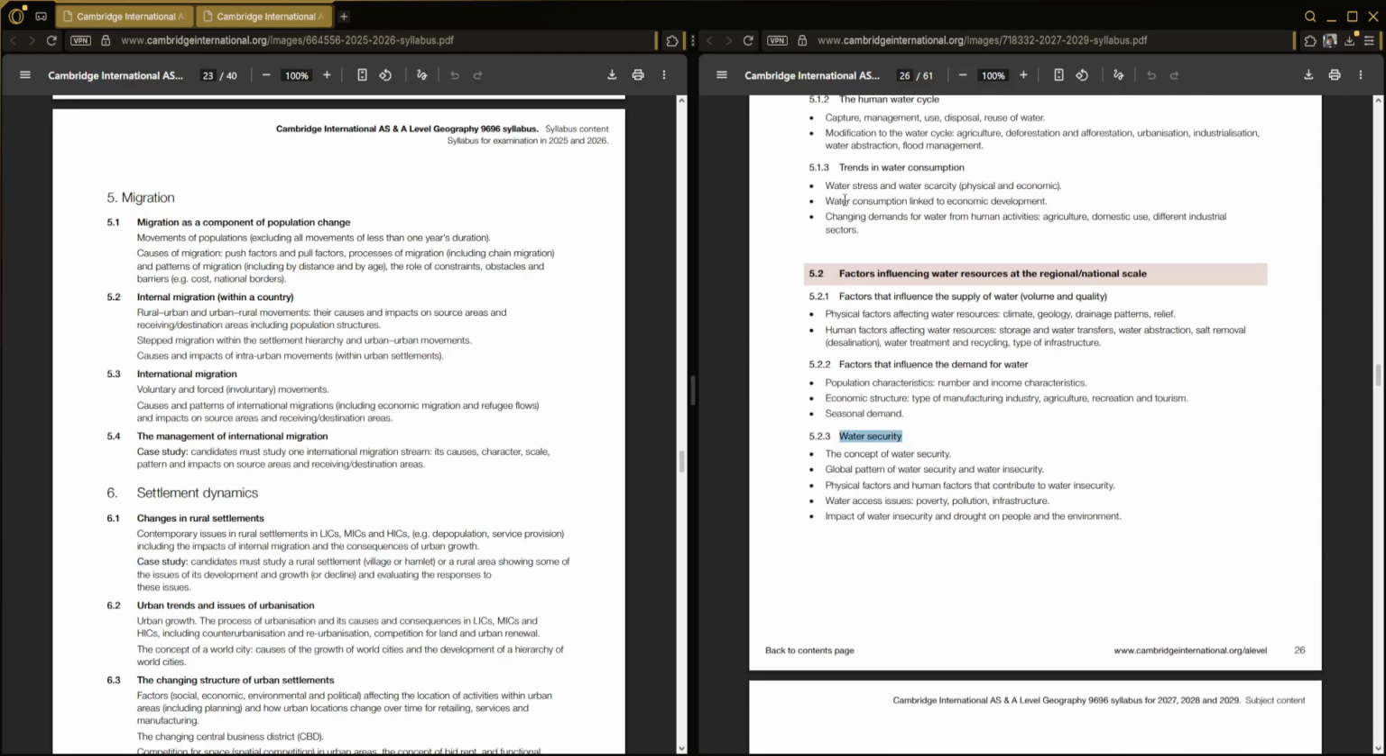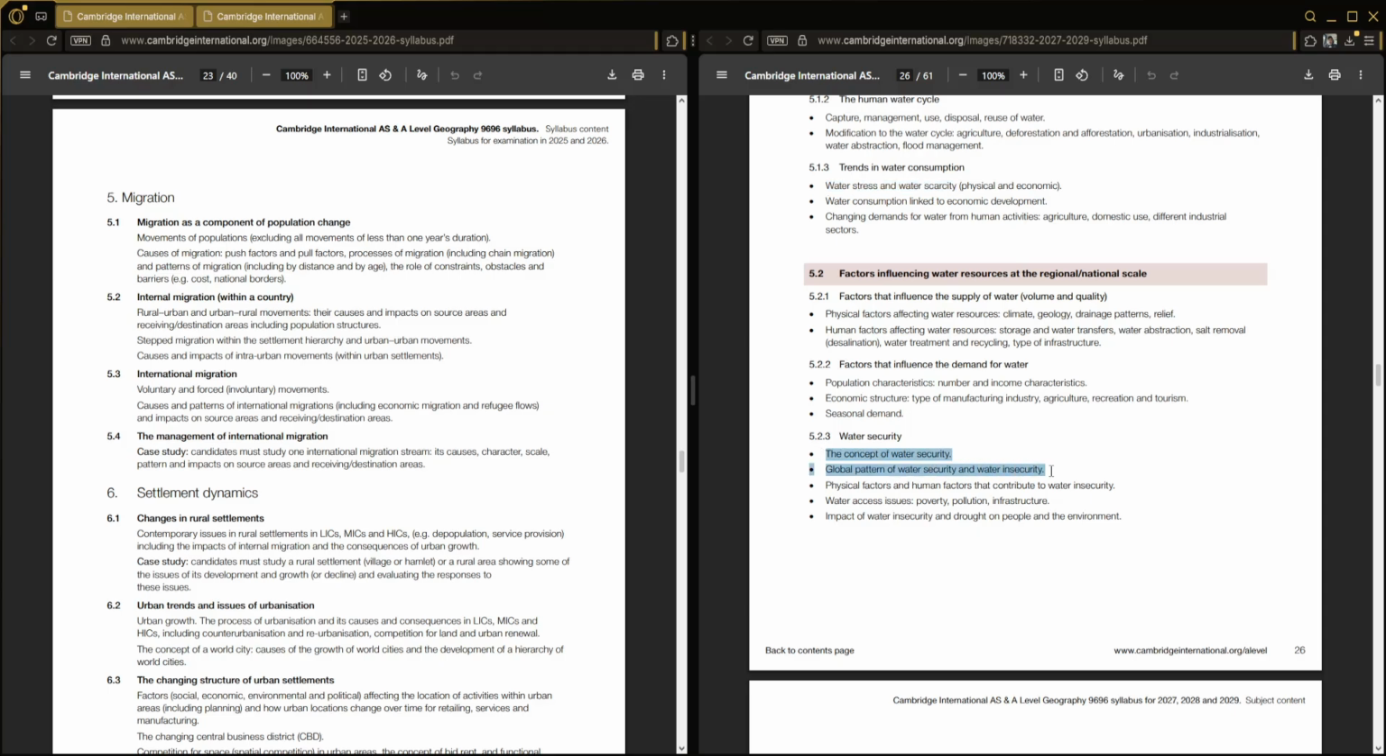5.2.3, water security, very linked to water stress and water scarcity. Again, a bit of a repeat, but water security is also talking about the water quality. Water stress and water scarcity are talking about the quantity of water, so the amount of water you have, but water security also talks about the cleanness of water.